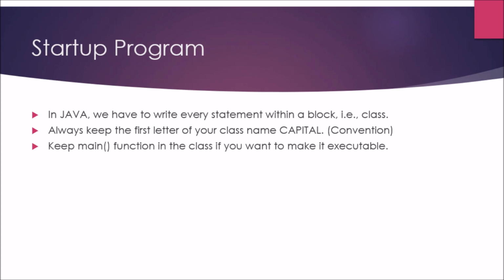To make your class executable, to make your program executable, you keep the main function in the class, because while running your program, the JVM will first find out where the main function is. It's the starting point of the program.